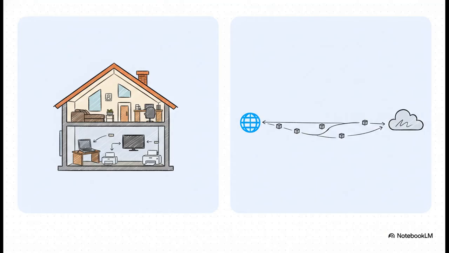This lays it out perfectly. Layer 2, that's your local street. It's all about what's happening right there on your home network, using those permanent physical MAC addresses. But Layer 3, that's the global highway system. It's all about connecting different networks using those flexible, logical IP addresses. They have totally different jobs, different addresses, and even different names for the data they handle.